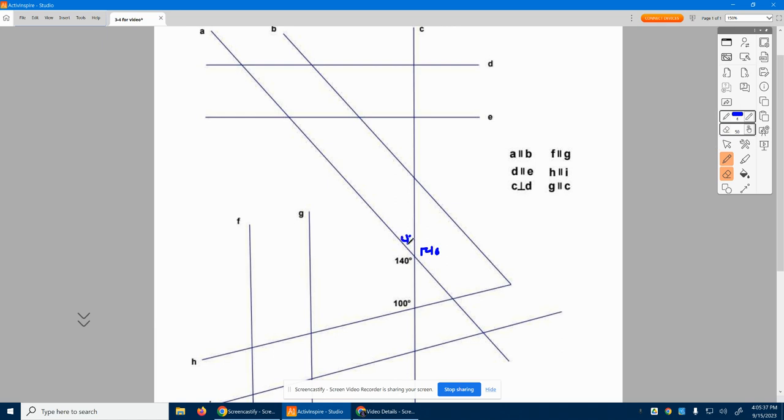That means this is 40. This is 40, because again, vertical angles. 100, so right beside it is 80. Its vertical is 100. And then across from that 80 is 80. Vertical has to be that of 80. Now, let's see what it tells me. Well, I'm going to go a little further before I even see what it tells me.